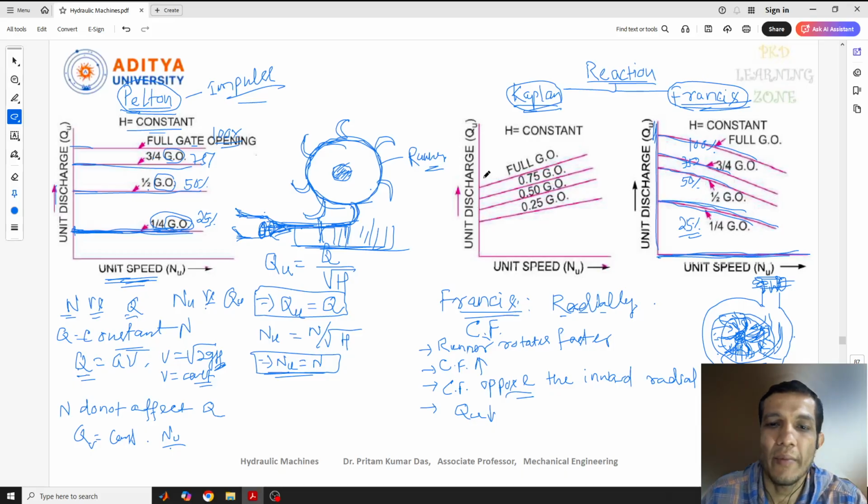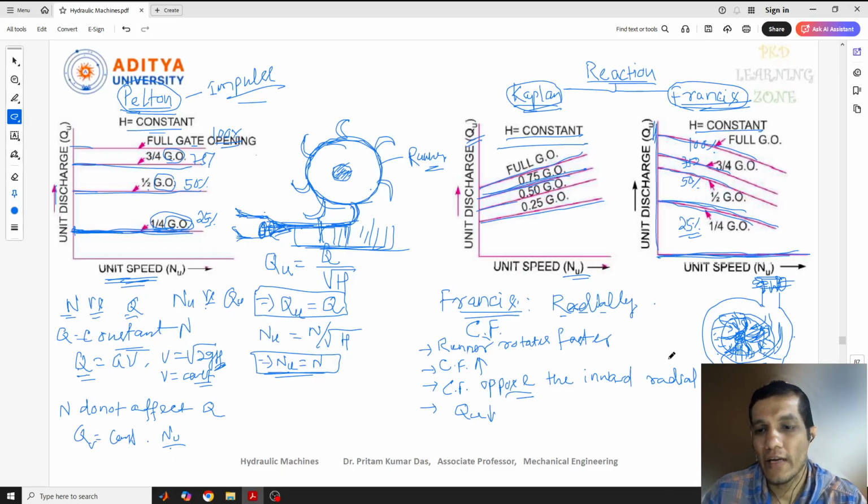Now, coming to the Kaplan turbine, with the same constant head, we get something reverse to this, because here in the Kaplan turbine the x-axis is unit speed and the y-axis is unit discharge. Here also the same thing: 1 by 4, 1 by 2, 3 by 4, and 1. That means 25%, 50%, 75%, and full gate opening.